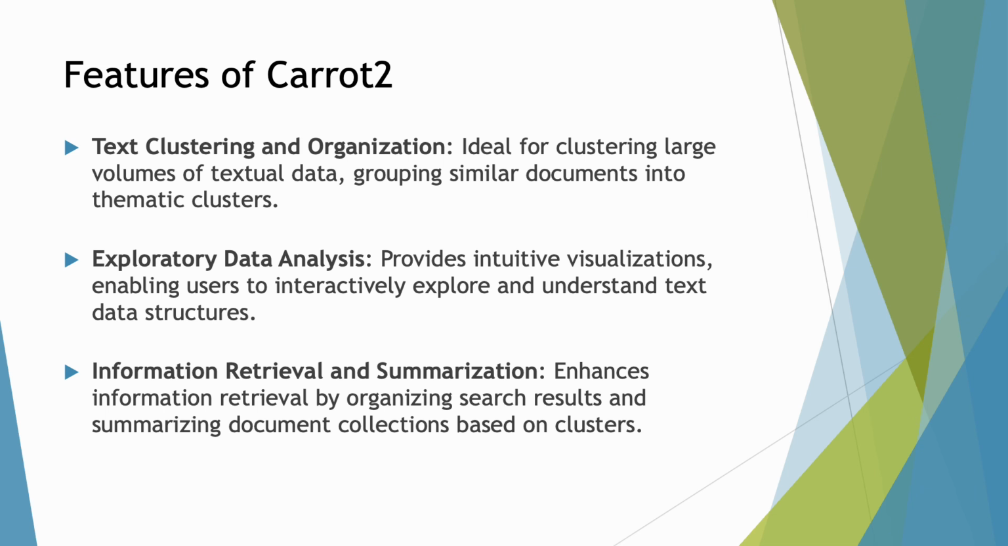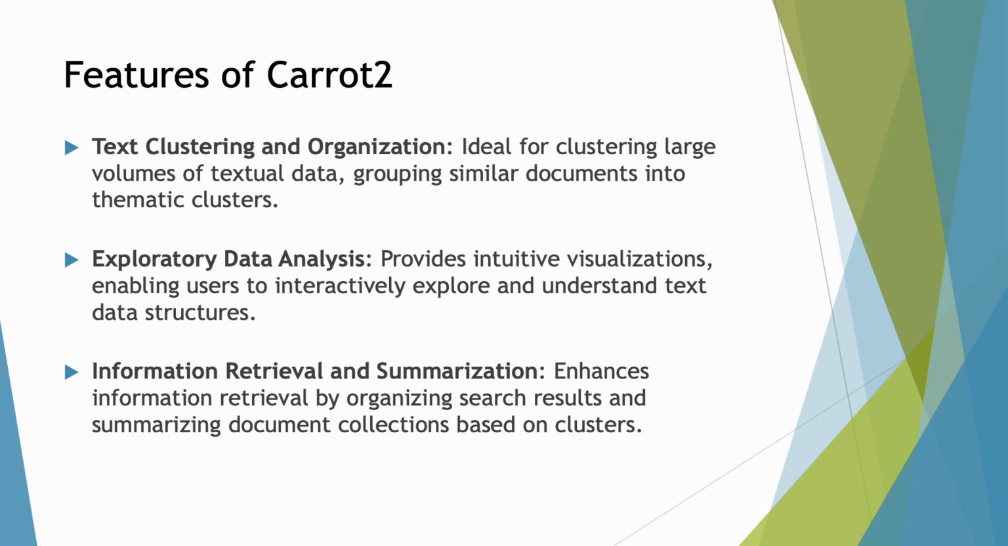Let us now explore various features of Carrot 2. Carrot 2 is ideal for clustering large amounts of textual data and grouping them together based on similarity. This is the main feature of Carrot 2. This tool provides intuitive visuals like pie charts and tree structures to let users explore and understand the text data structures. This is called exploratory data analysis. Users can understand without reading the information, just by looking at the visuals.